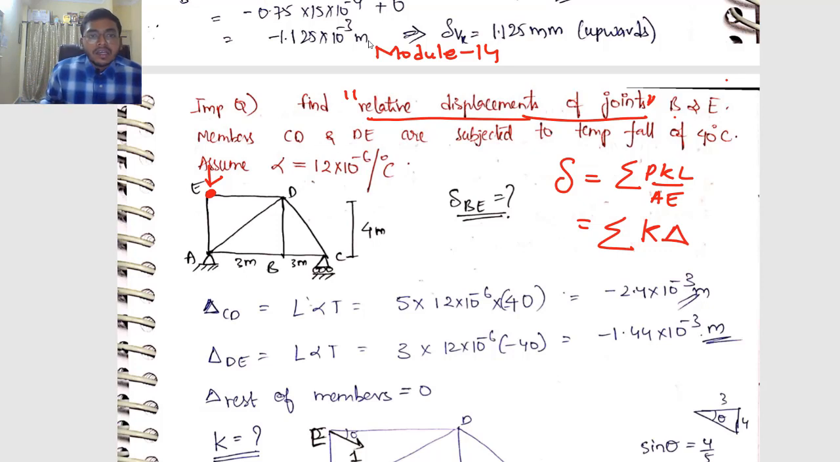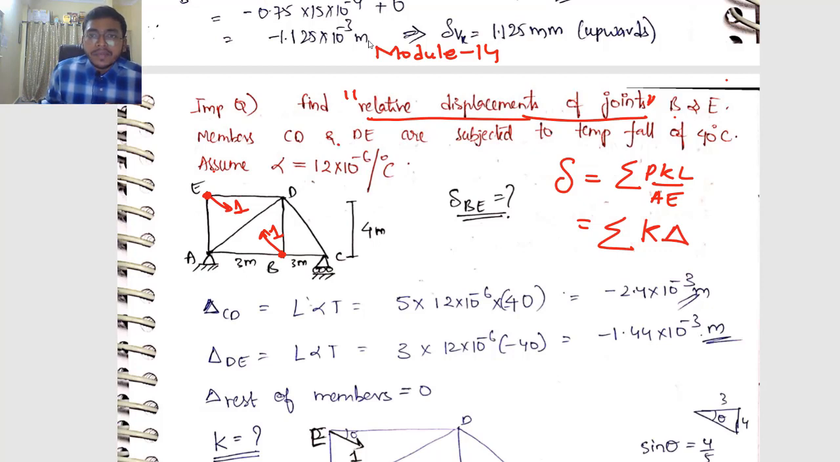Okay, but now he is asking relative displacement of a joint. For example, if you want relative displacement between two joints B and D, then you have to apply the unit load in between these two joints. If you want relative displacement, what you have to do? You have to apply the same unit load in between these two joints. That's it, rest is same as it is. Okay, now let us solve this question.